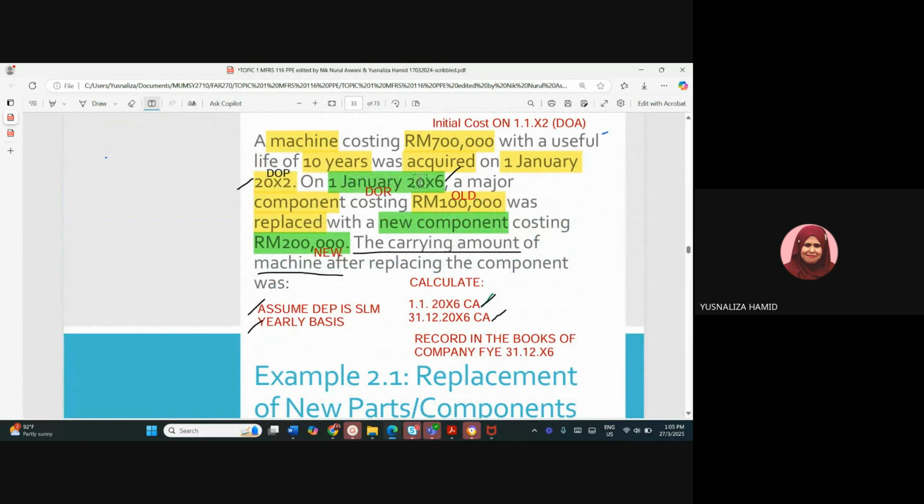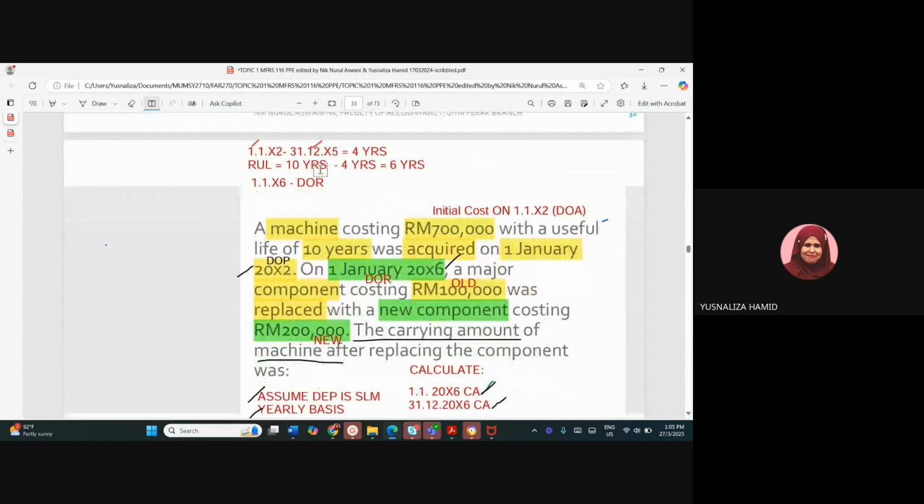So on 1st of January 20X6, you purchased on 1st of January 20X2. So this is 1st of January 20X6. How many years has it been? It has been 4 years. Is it right? 1st of January 20X2 until 1st of January 20X6. Is it 4 years, class? Yes, madam. Very good.